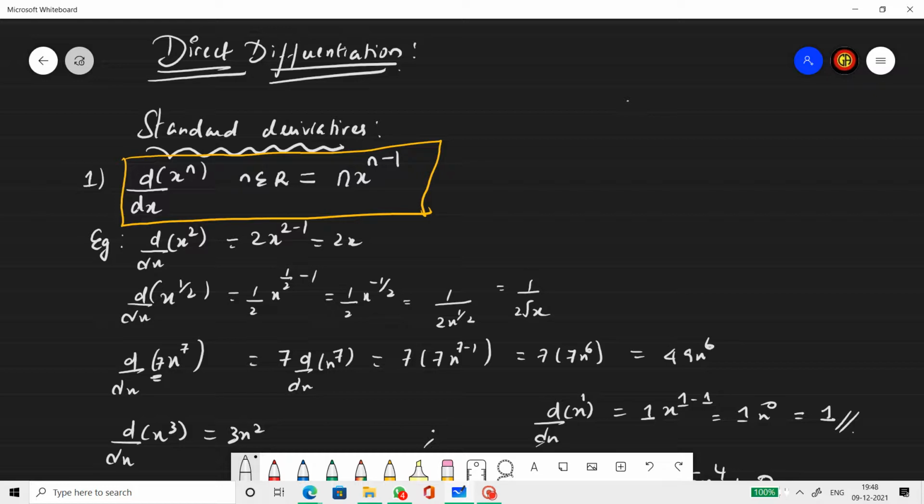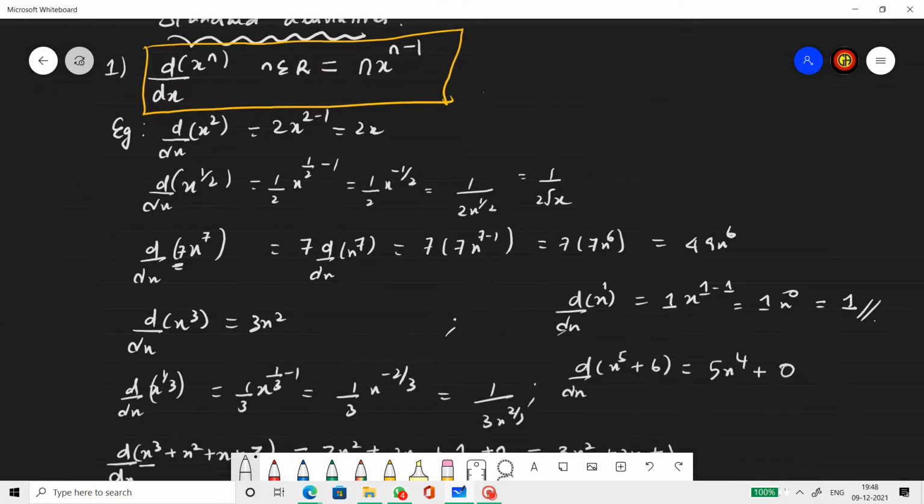Now, d by dx is the notation that we use to indicate that we are differentiating that term. So differentiation of x to the power of n with respect to x. Always with respect to x, until and unless the question specifies some other variable. So x to the power of n differentiation, where n belongs to any real number, is n x to the power of n minus 1.